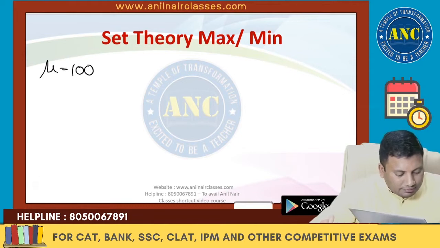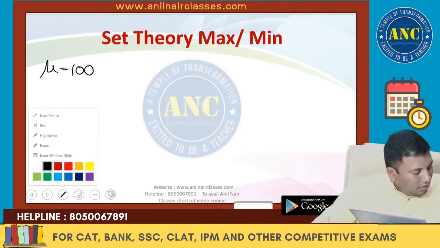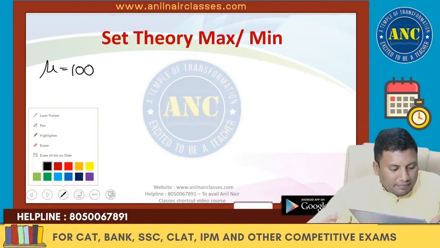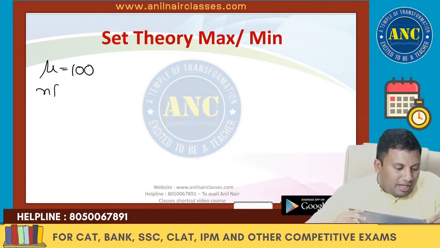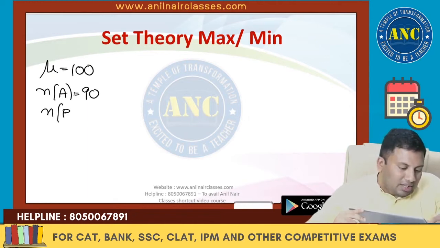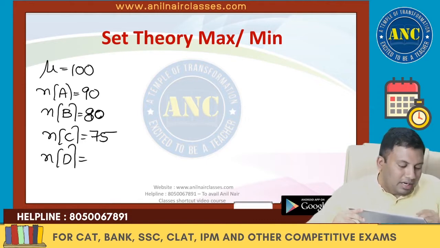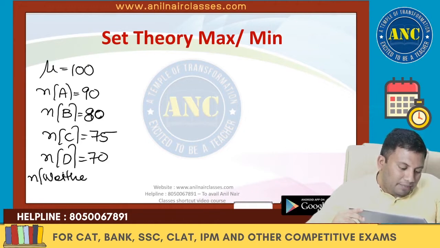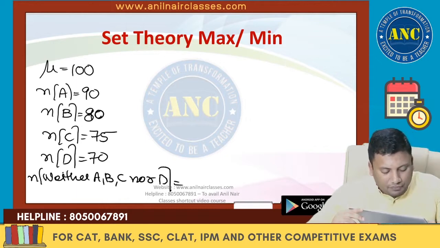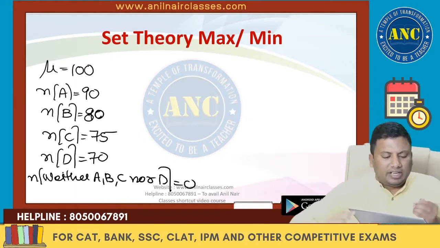Mu is nothing but 100. N of A is nothing but 90. N of B is nothing but 80. N of C is nothing but 75. N of D is nothing but 70. N of neither A, B, C nor D, it is 0. No mathematics required, sir.